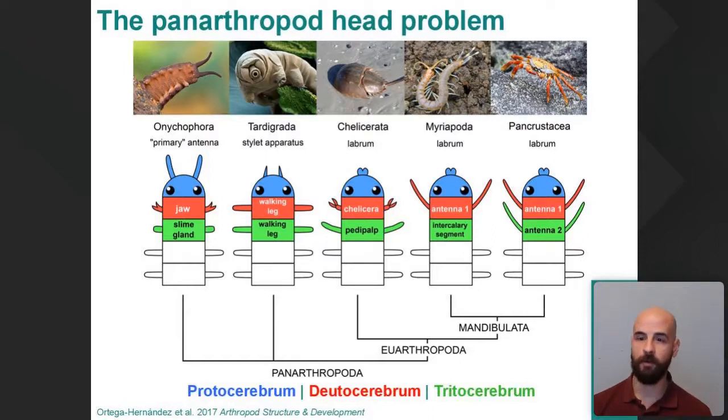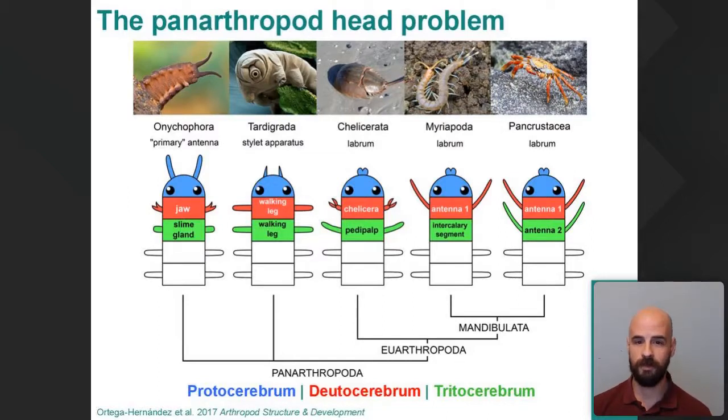Broadly speaking, all panarthropods have a head, right? And this head has, in general, three segments. This would be the protocerebrum, which I've highlighted in blue, the deuterocerebrum, which I have highlighted in red, and the tritocerebrum that is only really present in arthropods, but let's say for the sake of argument that is the segment we will be talking about.